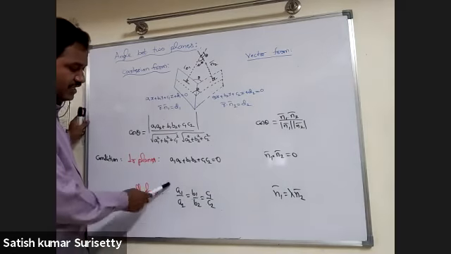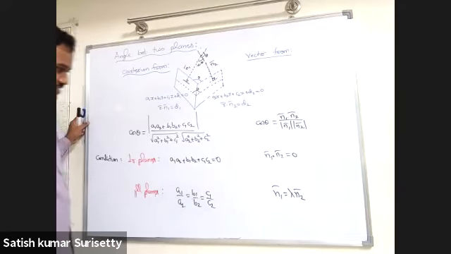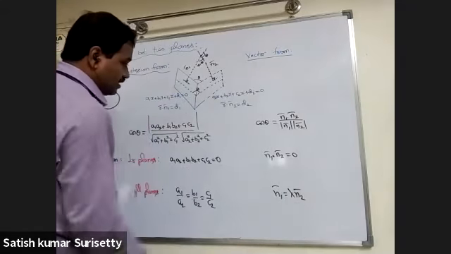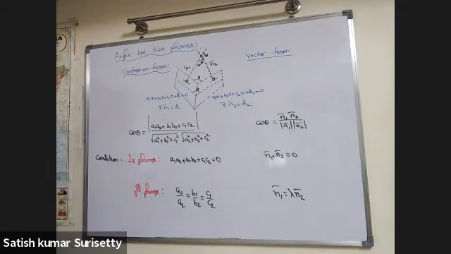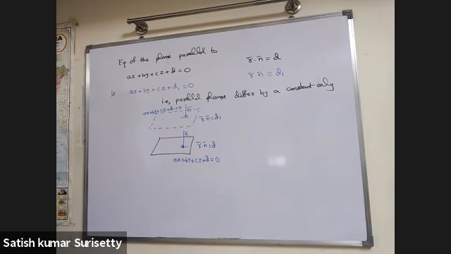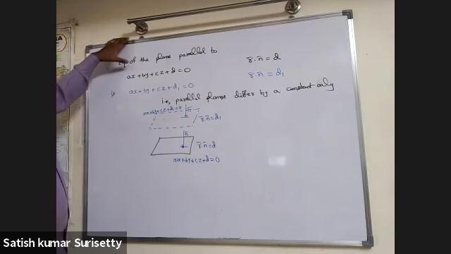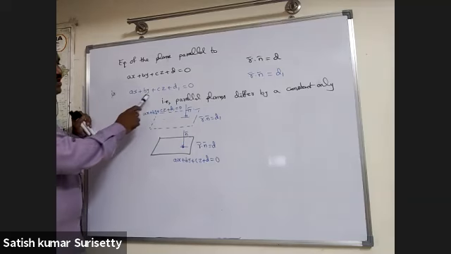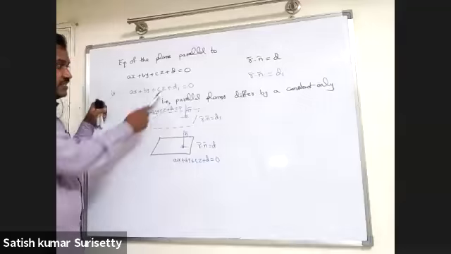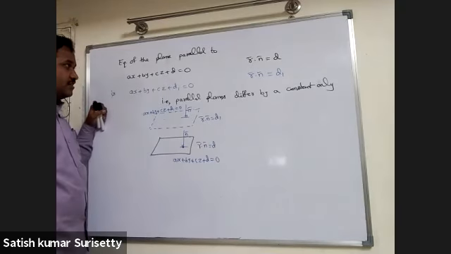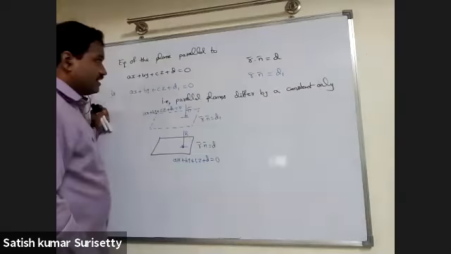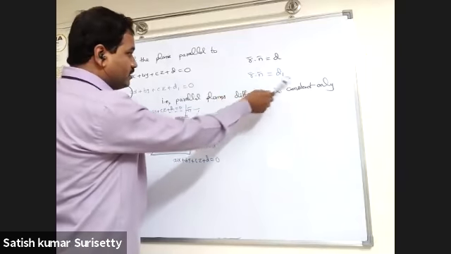Now, the condition for perpendicular planes in Cartesian form and vector form, and the condition for parallel planes: the coefficients should be in proportion, that is, a1 by a2 equal to b1 by b2 equal to c1 by c2, or the normal vectors of the planes must be constant multiples of one another, that is, n1 bar equal to lambda times n2 bar. So the equation of a plane parallel to ax plus by plus cz plus d equal to 0 is of the form ax plus by plus cz plus d1 equal to 0. That is, they differ only by a constant. If the equation of the plane is r bar dot n bar equal to d, then the parallel plane will be r bar dot n bar equal to d1.